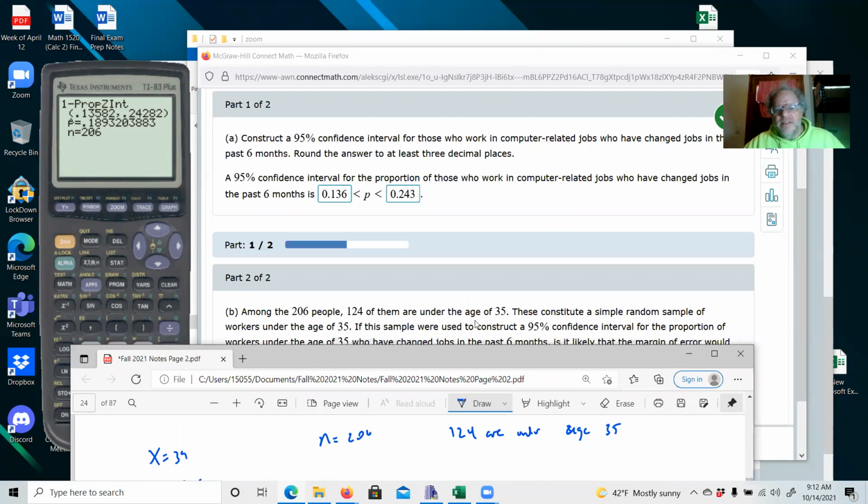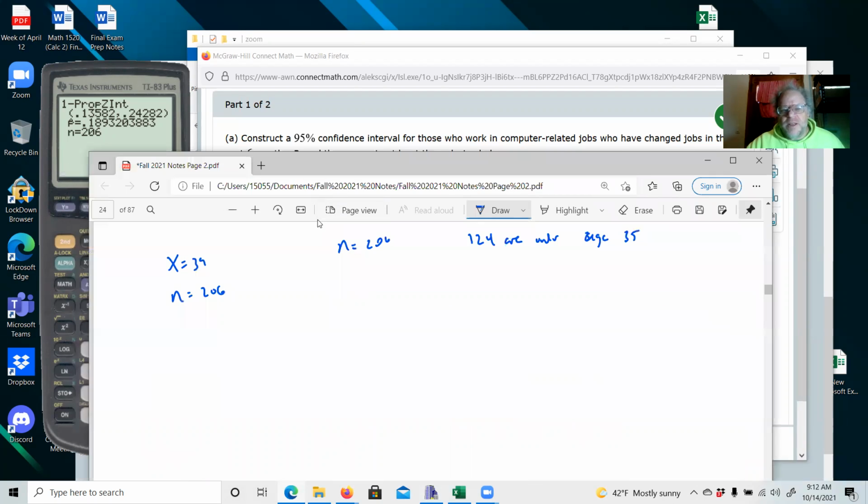Okay. If this sample were to be used to construct a 95% confidence interval for the proportion of workers under 35 who change jobs, it is likely that the margin of error would be bigger, smaller, or about the same. Okay, so N in part A was 206. N in part B is saying we have 124. Okay. So that's what we're doing with this. I get this is a little bit difficult to kind of put together. All right.